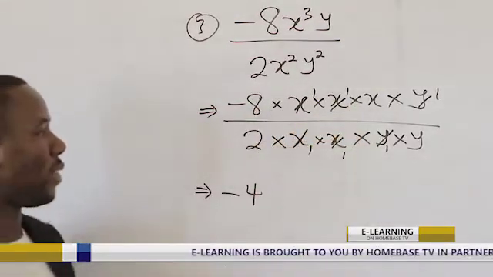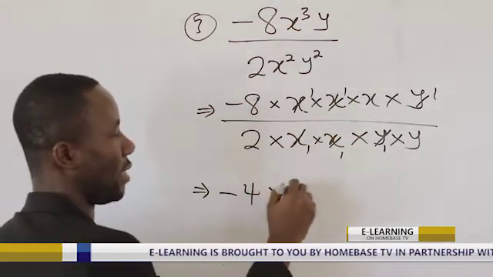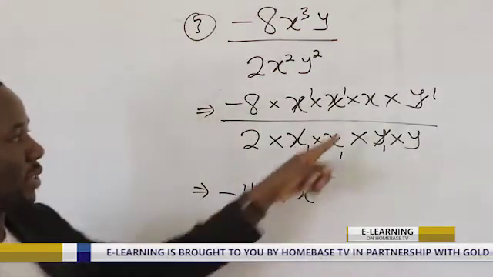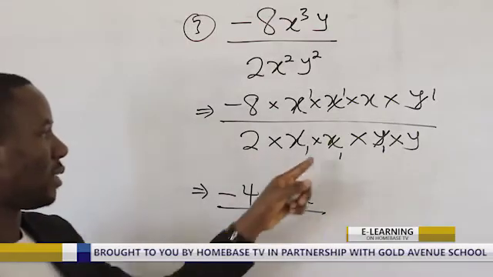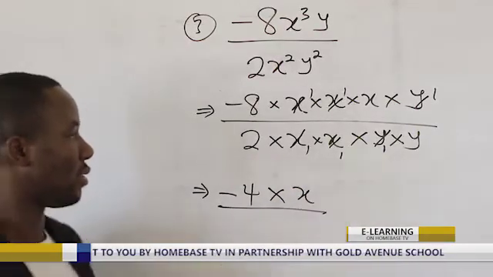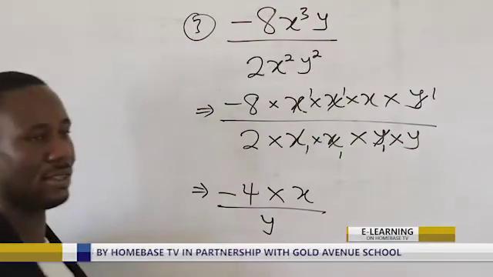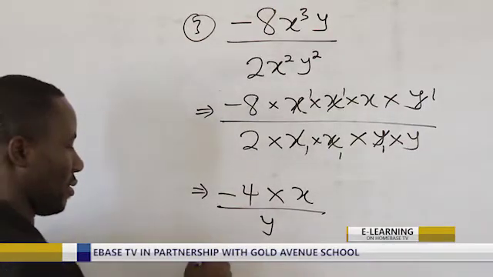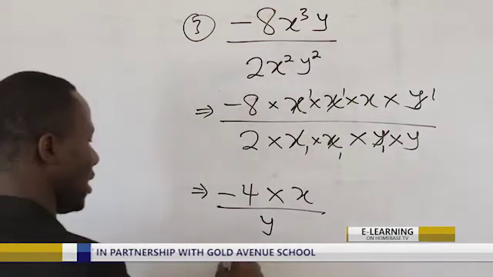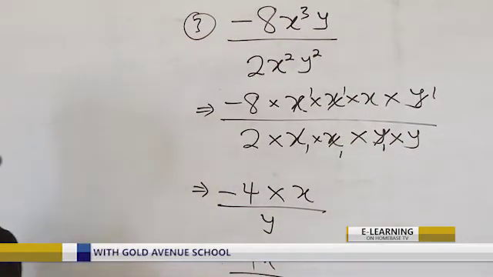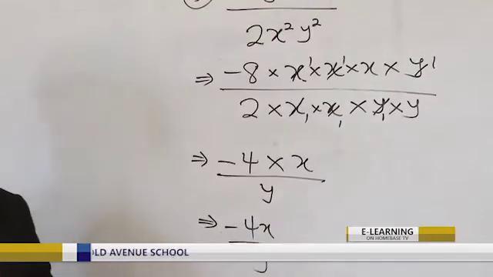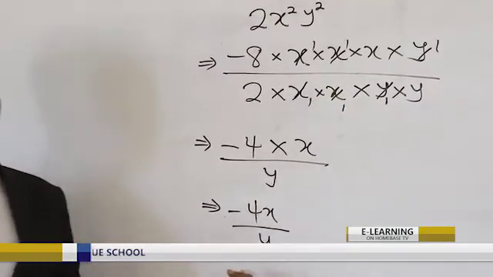So at the top, we are left with what? 4 times x. And then the bottom, we are left with what? Only y. So our final answer is negative 4x over y. This is our final answer for number 3.